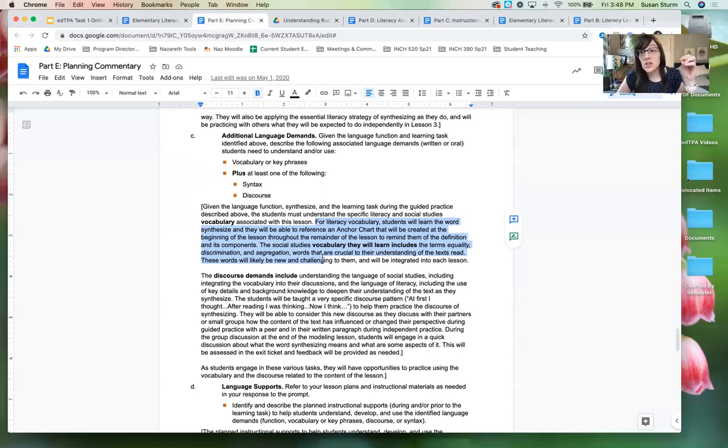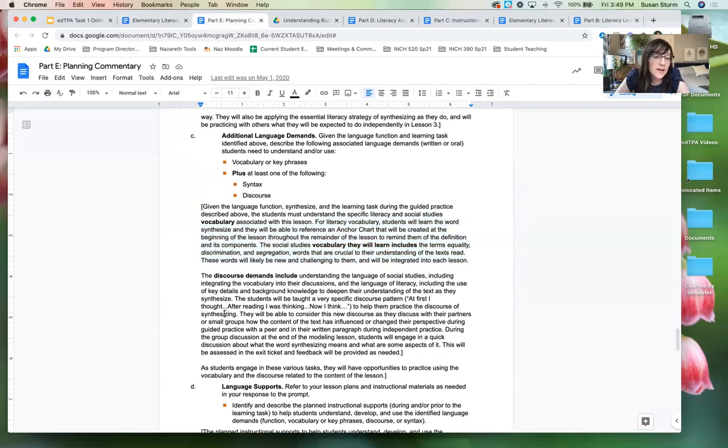All of those should be in your no box on your lesson plan. And these words are crucial to their understanding of the text. These are probably going to be challenging words for them. Their definitions will be integrated into every lesson. So just a quick description of what vocabulary words are you introducing and how are you doing it, because this might be hard for them.